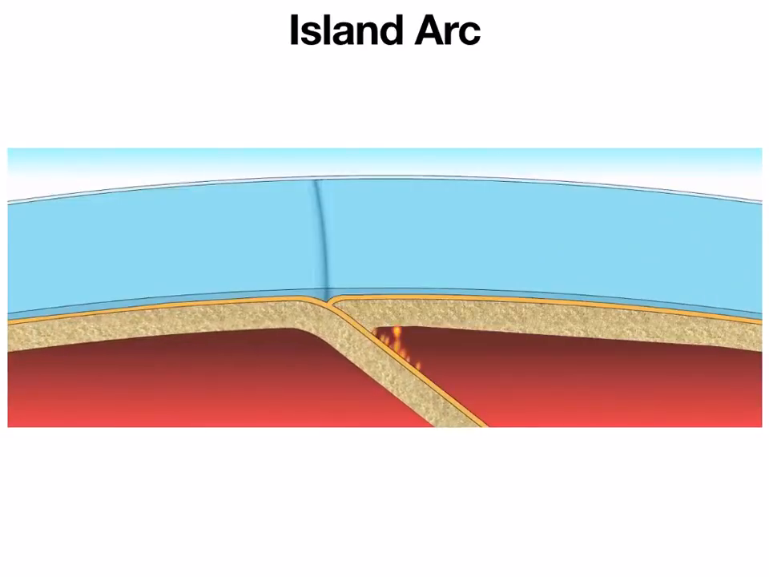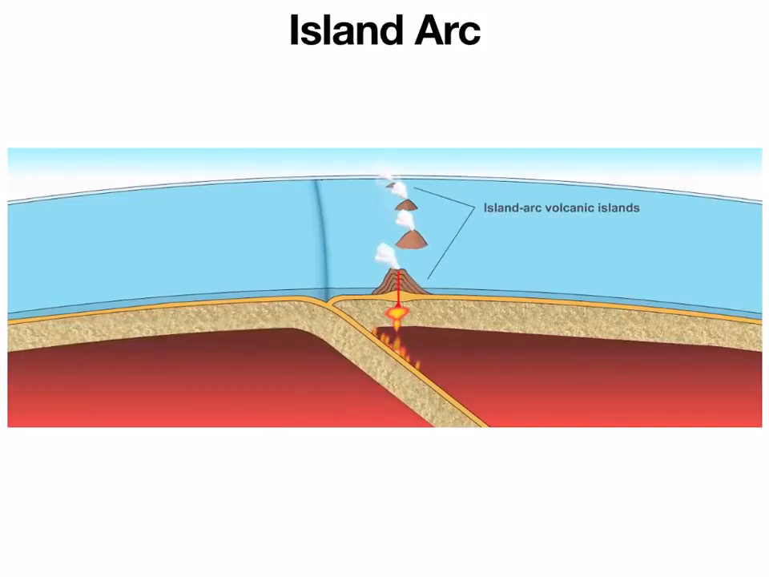We also have island arcs. Now, very similar to a subduction zone, the only difference is that this is oceanic to oceanic, so no continents involved here. The one thing that's tricky is it's a little hard to tell which plate is going to subduct, being that they both have the same density. But eventually one plate, usually the older rock, will sink under the younger rock.